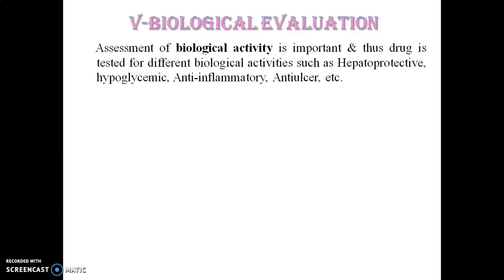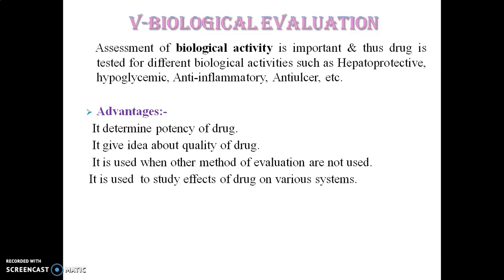Then the fifth method is the biological evaluation, in which the biological activities of a particular crude drug are tested. These biological activities depend on the chemical compounds present in the crude drug, and include activities such as hepatoprotective, hypoglycemic, anti-inflammatory, anti-ulcer, etc. The study is generally carried out on different animals such as rats, rabbits, monkeys, etc.